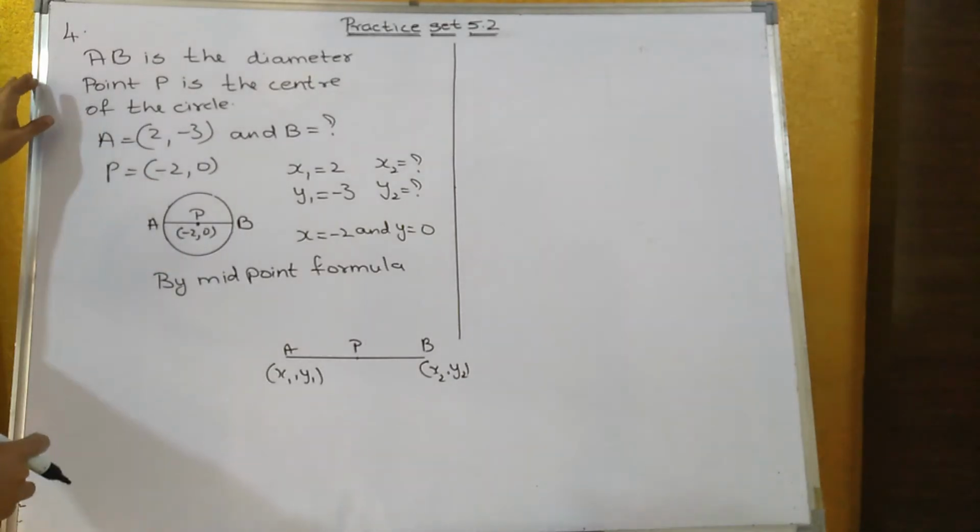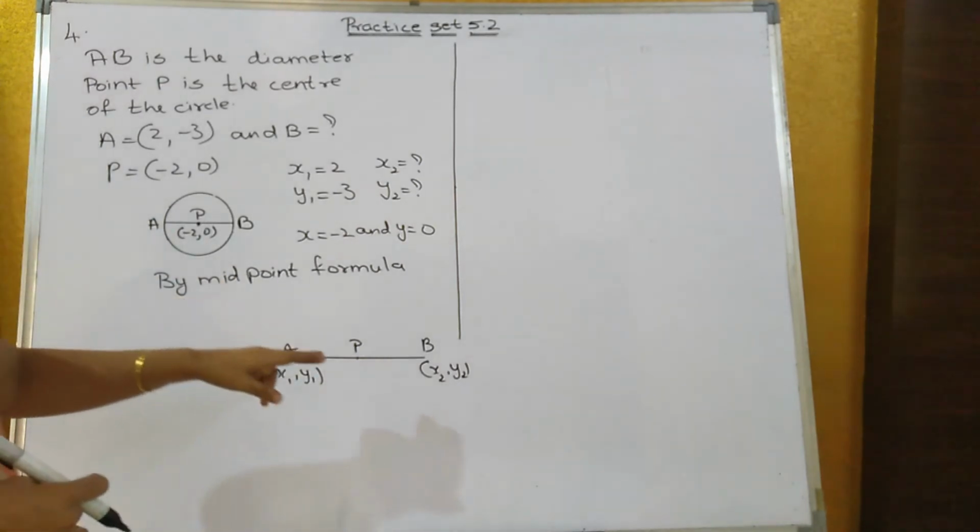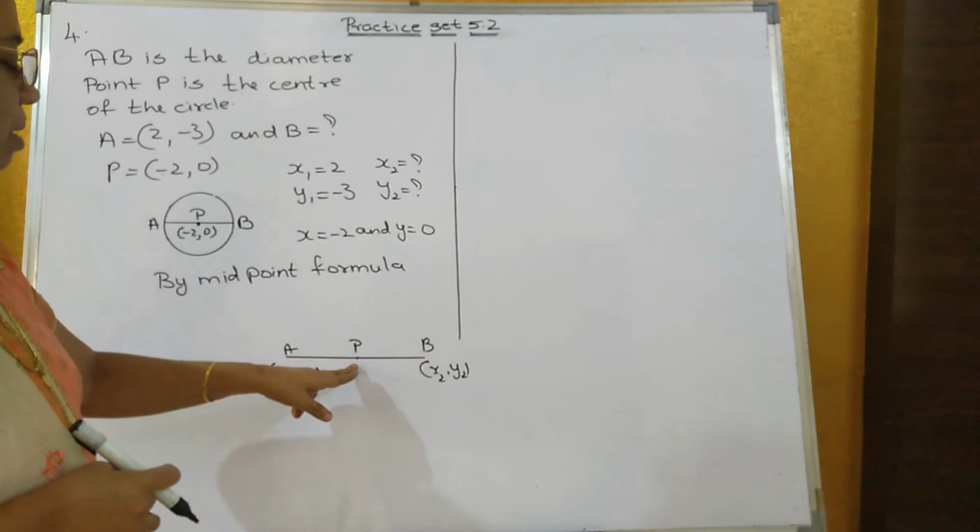Now sum number 4 of practice set 5.2. Before I start that, I'll just explain the midpoint formula. Supposing point P is exactly in the middle of segment AB.